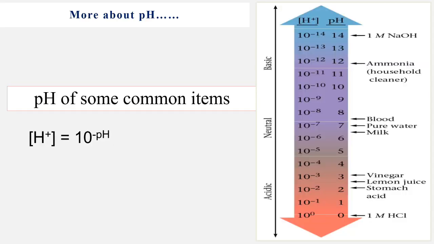Next, this is the pH of some common items. 1 molar NaOH has pH 14, and ammonia pH is 12. Blood pH is 7.42, then pure water is 7, milk is 6.5, lemon juice is 2.5, stomach acid is 2, and 1 molar HCl is pH 0.